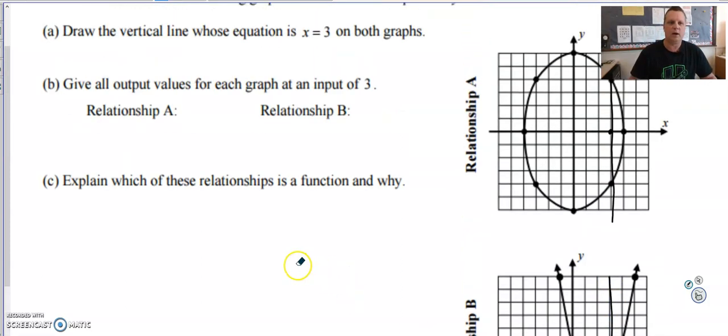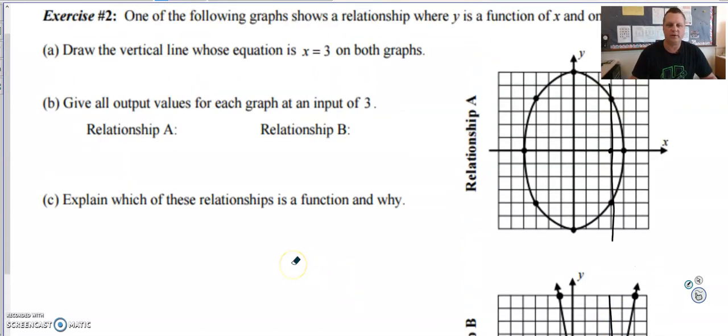Okay? Now, draw the vertical line. We did it. Give all the output values for each graph at the input of 3. There's 1, there's 2, 1, 2, 3, 4. So it's 4 and negative 4. Okay? I would accept that. That's fine. Some want it in numerical order, so from negative 4 to 4, that's okay.